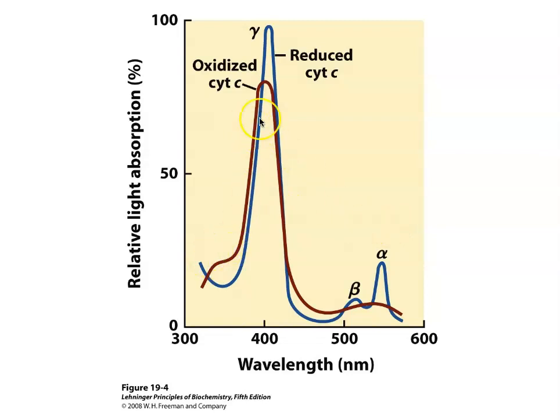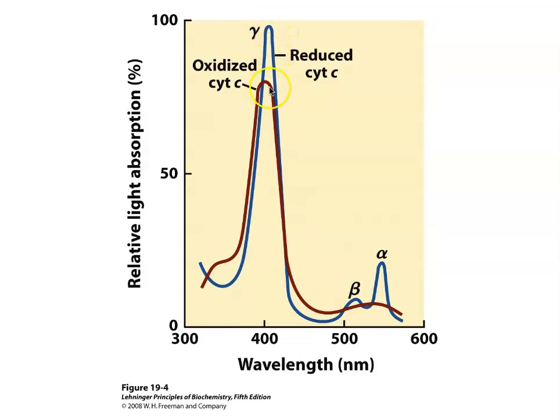The oxidized form has only one peak, the gamma peak, and the reduced form has three peaks, alpha, beta, and gamma. Now, if I were to ask you which wavelength would you use to distinguish between the oxidized and reduced form, what would you say? Many of you, when I ask this question, choose the wavelength around 400 because that's the maximum absorbance of the cytochrome C. But that is the wrong answer.